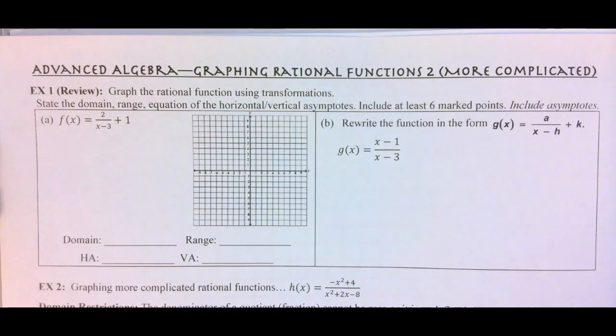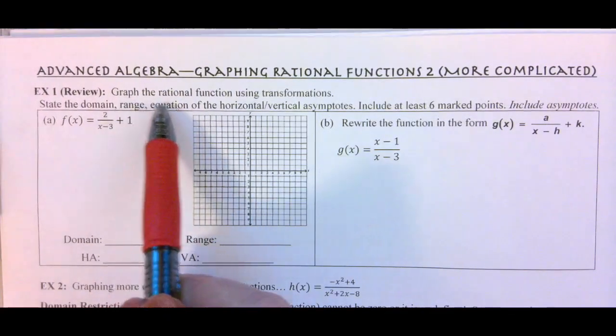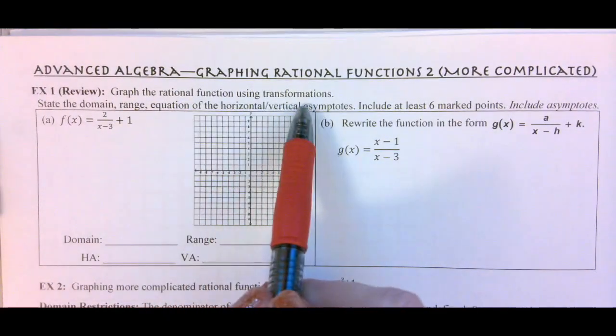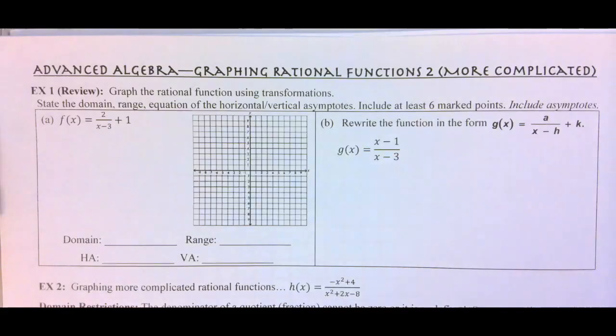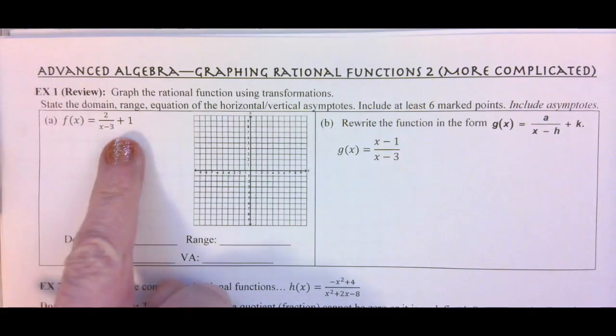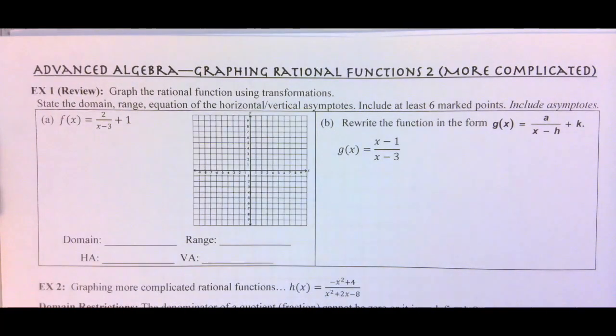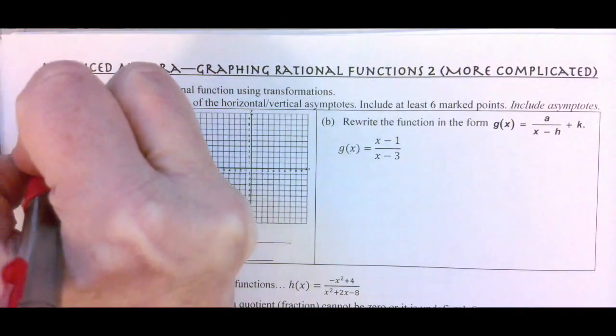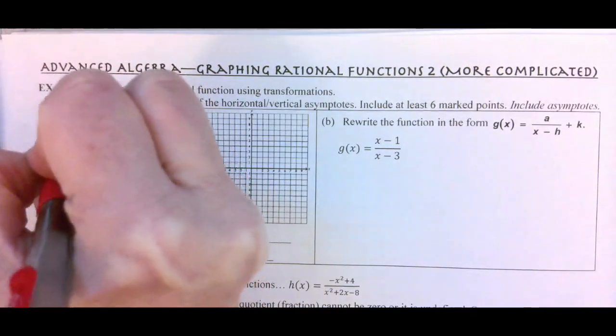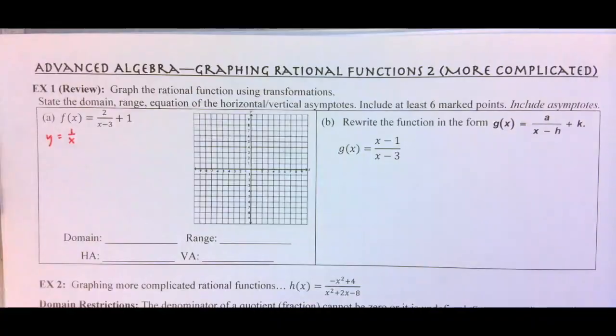All right, today we're looking at graphing rational functions that are a little bit more complicated. But before we get into that, we're going to revisit how we graph rational functions using transformations. So in this first example here, I want to first revisit what the parent function is, y equals 1 over x.